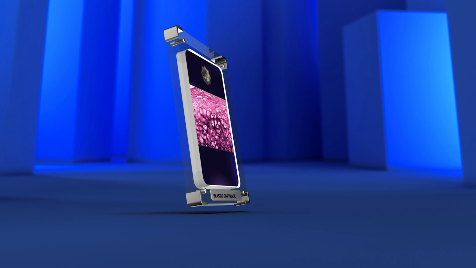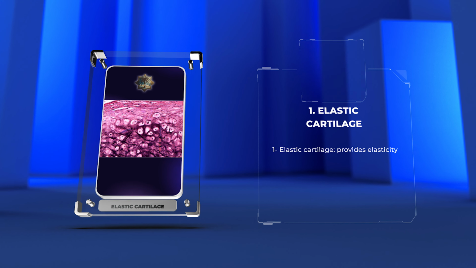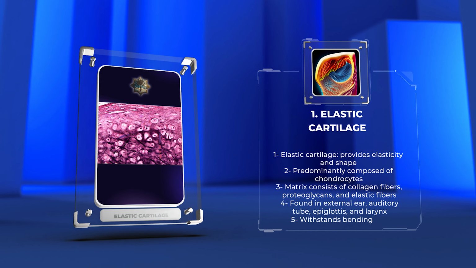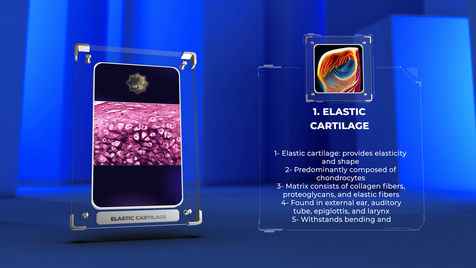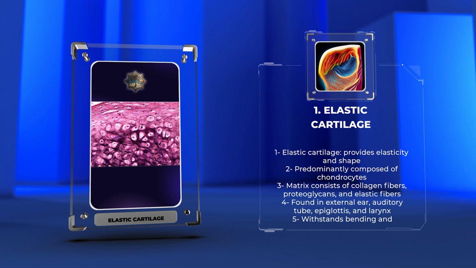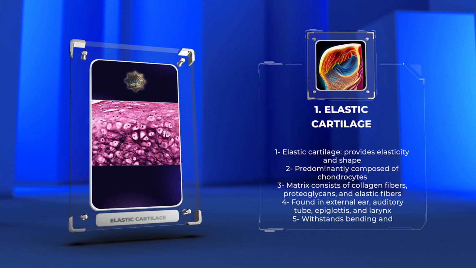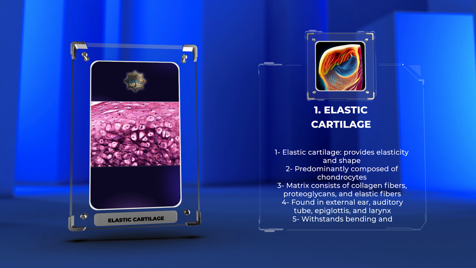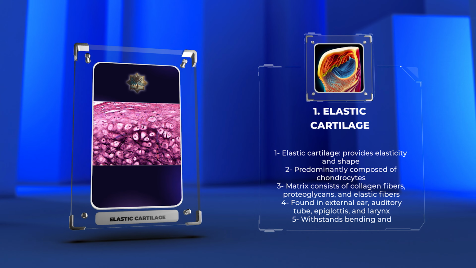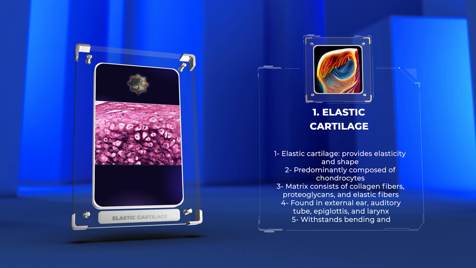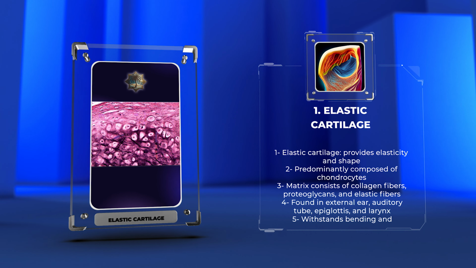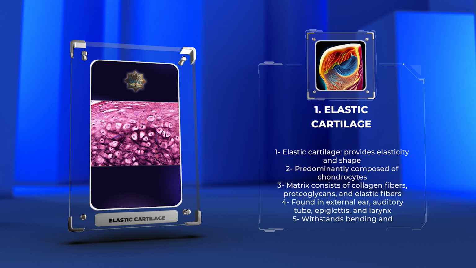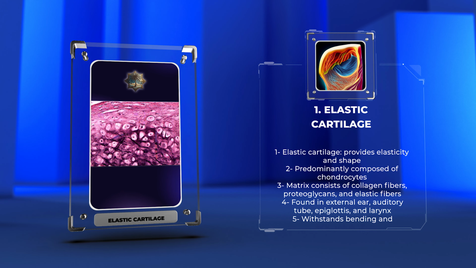Elastic cartilage is a type of supportive connective tissue that provides elasticity and shape to certain anatomical structures. It is predominantly composed of chondrocytes, which are the primary cells responsible for maintaining and synthesizing the extracellular matrix of the cartilage. The matrix consists of collagen fibers, proteoglycans, and elastic fibers. The abundant presence of elastic fibers differentiates elastic cartilage from other cartilaginous tissues.